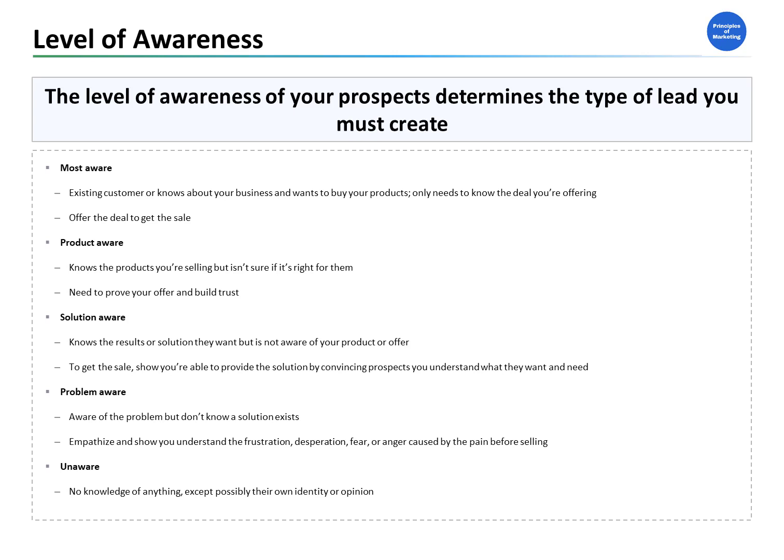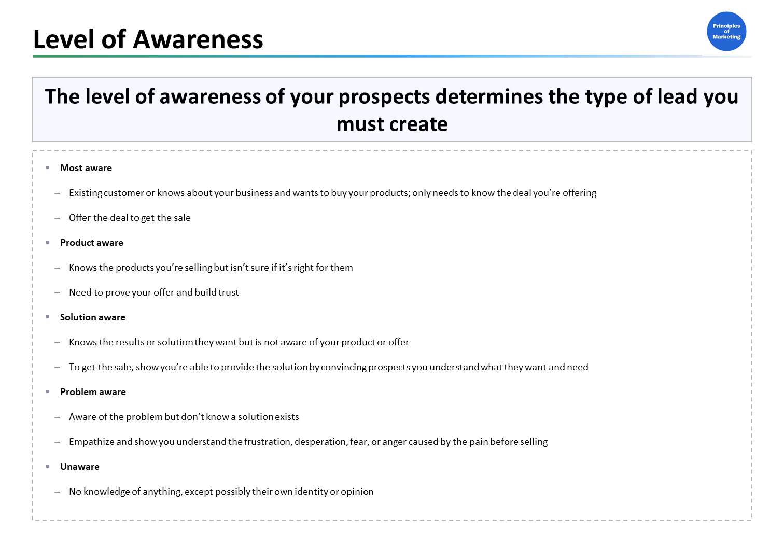We're going to start from the most aware to the least aware. So the most aware prospect is usually an existing customer who's already bought from you or knows about your business and wants to buy your products. They only need to know the deal you're offering so they can buy. So what you need to do with your lead here is offer the deal and get the sale.